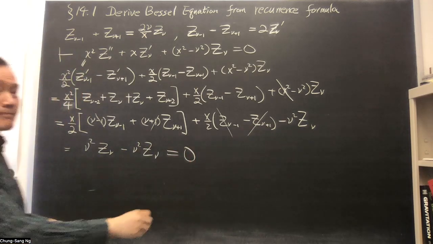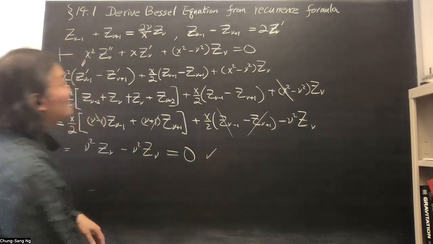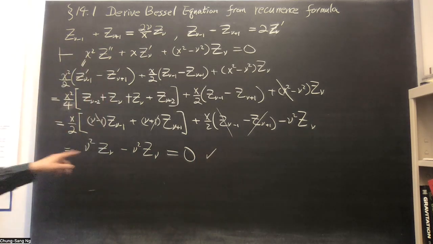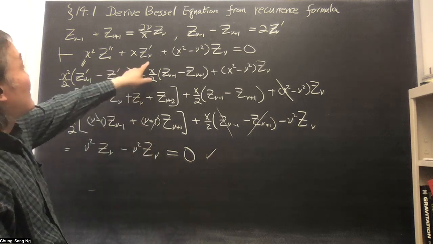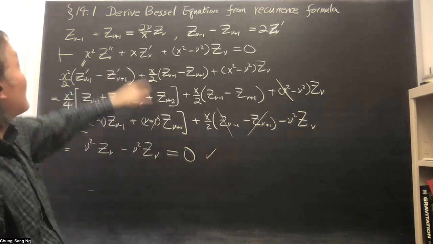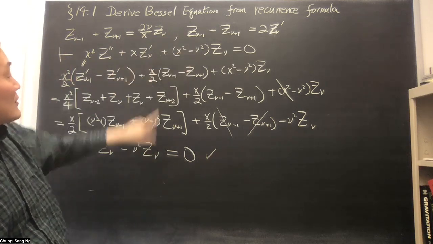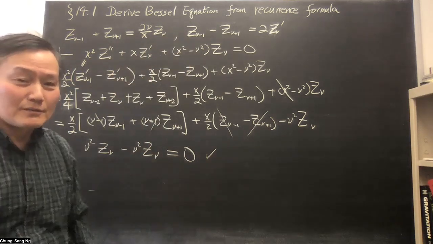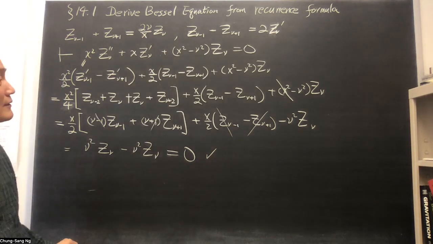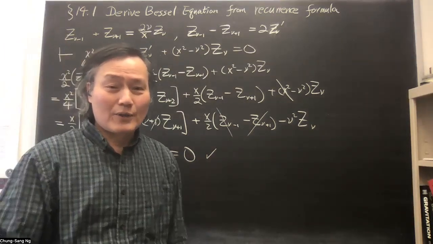Okay, go through that and check that when you substitute in these two, the left-hand side gives you zero. That shows that Z sub nu satisfies the Bessel equation.